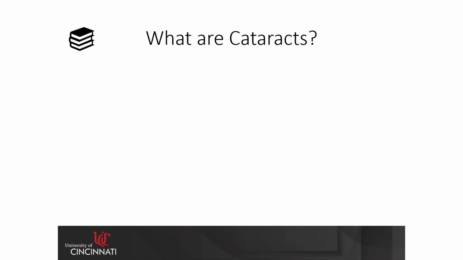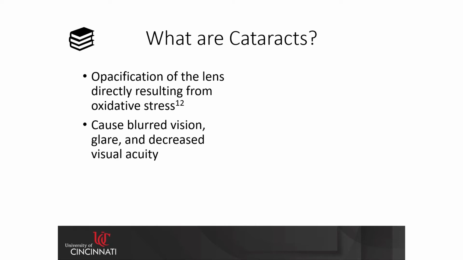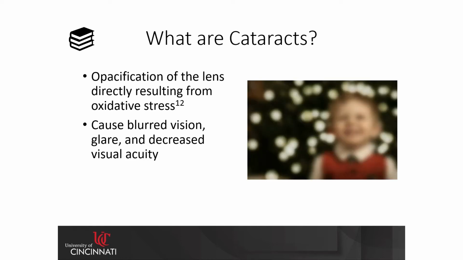Now let's discuss cataracts. They are an opacification of the lens due to oxidative stress. Patients can complain of blurred vision, glare, and halos from light, or decreased visual acuity. Left untreated, cataracts lead to vision impairment and sometimes even blindness. This picture from the American Academy of Ophthalmology simulates changes that can occur with the progression of cataracts and demonstrates how debilitating this disease can be.